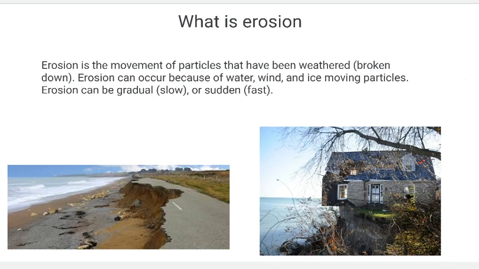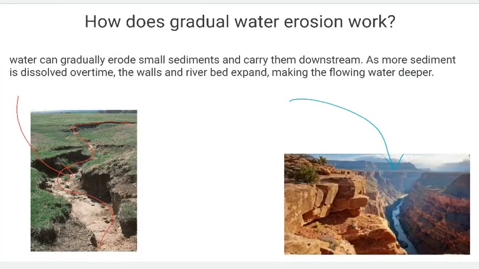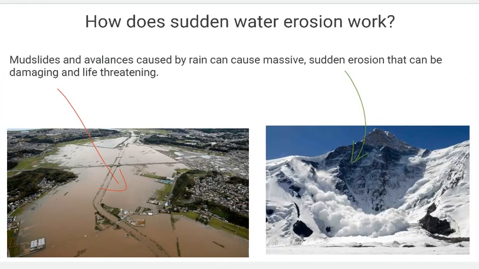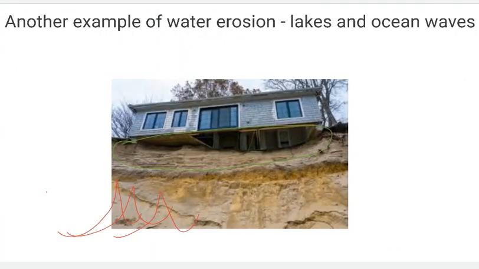Erosion can occur through things such as water, wind, and ice, and water erosion can occur through things such as forming canyons, having sudden water erosion through mudslides and avalanches, or even causing the gradual erosion or movement of sediments of cliff sides near lakes and oceans over time.